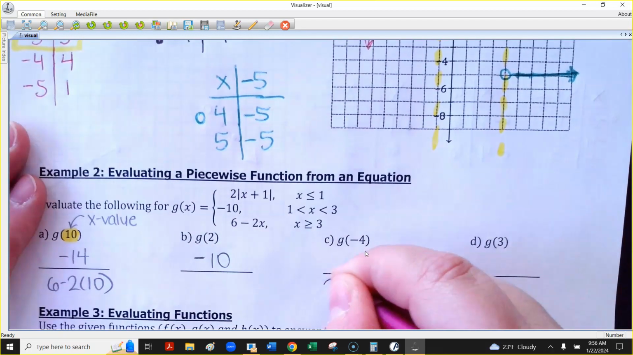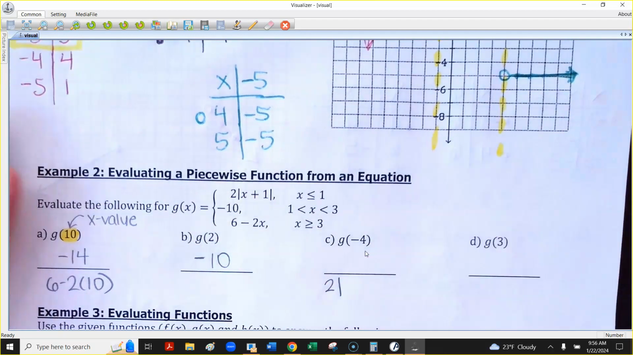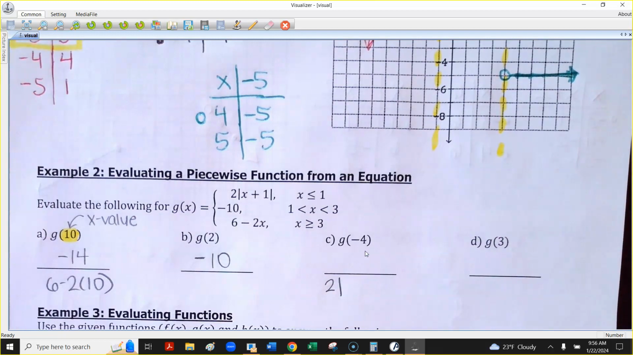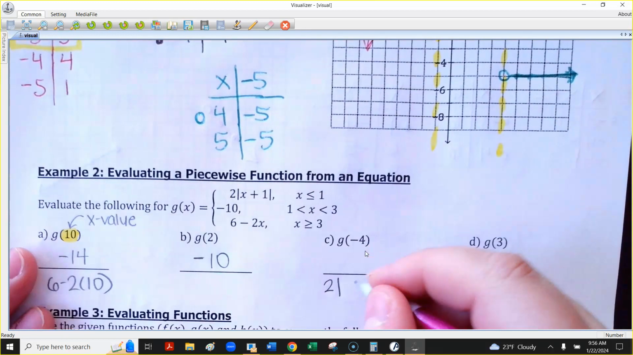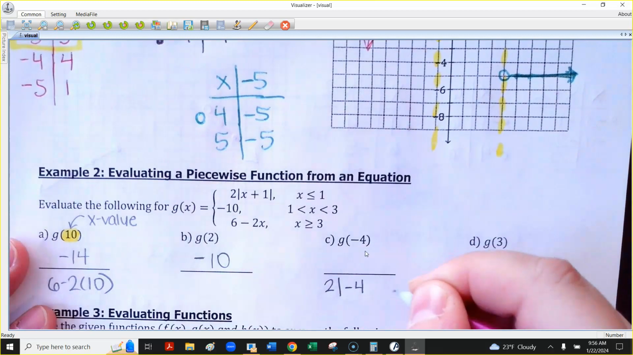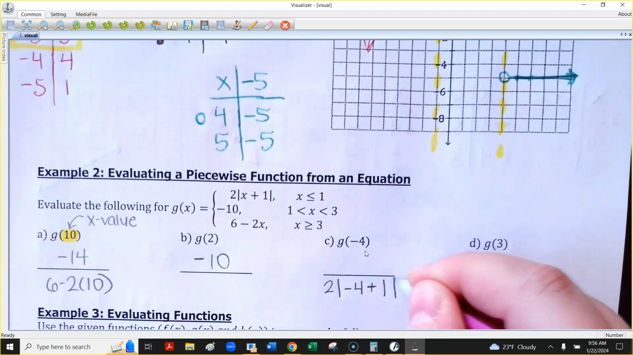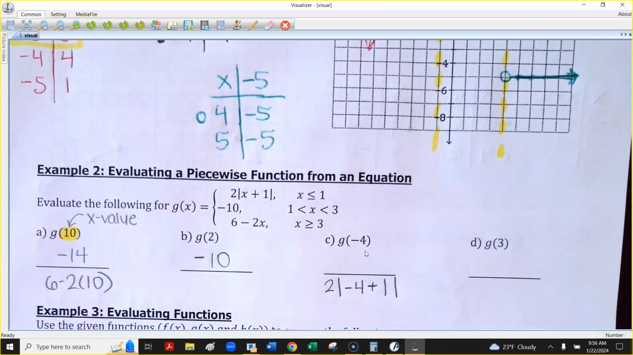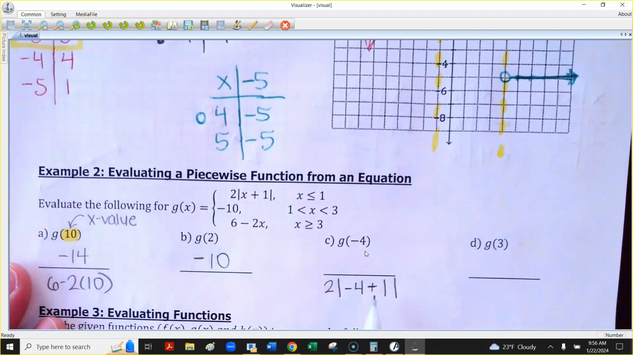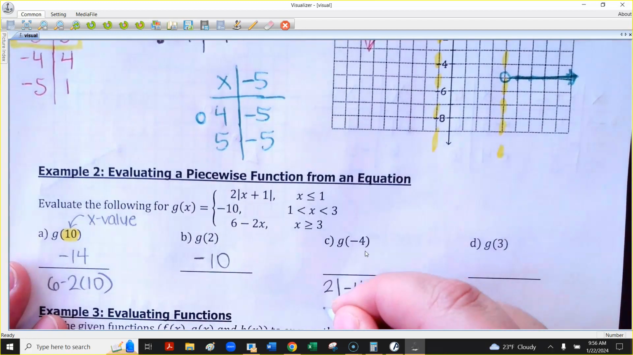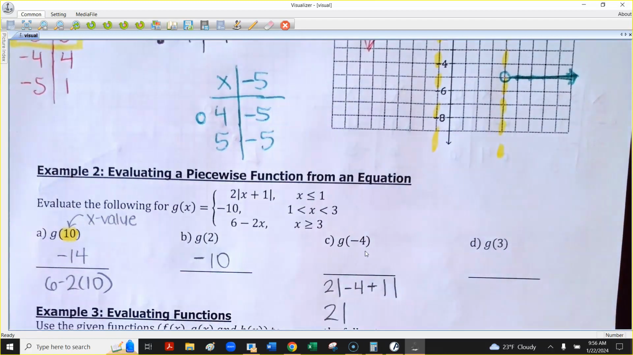Whenever you're working with an absolute value, I feel like some people see absolute value and they just make everything positive. It doesn't work like that. So if I plug in -4 for x, inside my absolute value, I would have -4 plus 1. Absolute values work like parentheses or grouping symbols. You can't take the absolute value till you get it down to one number. So I'm just going to add these together first. Don't just say, oh, I'm going to change that to +4. You'll get the wrong answer.